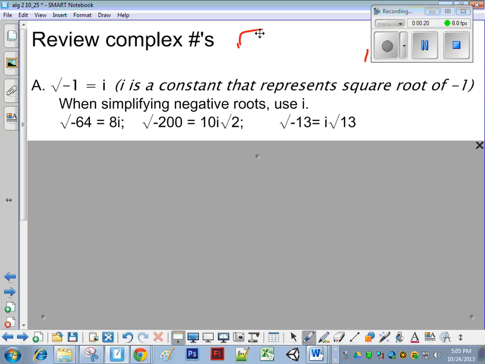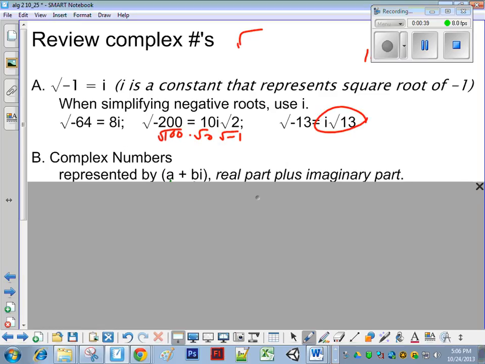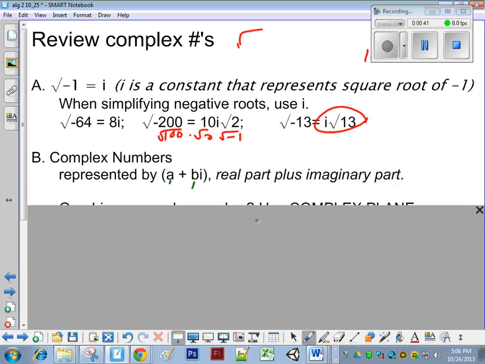The square root of -200 will break down to the square root of 100 times the square root of 2 times the square root of -1. That simplifies to 10i root 2. Square root of -13: 13 does not have a perfect square factor, so it's just i root 13.